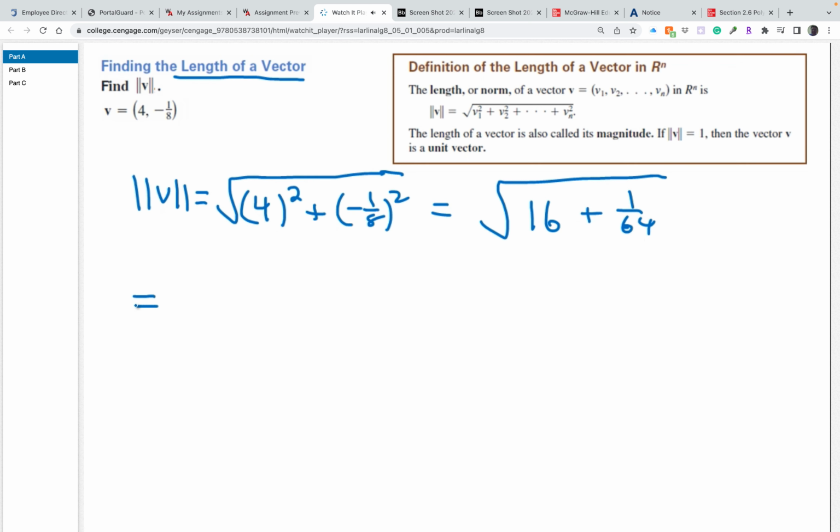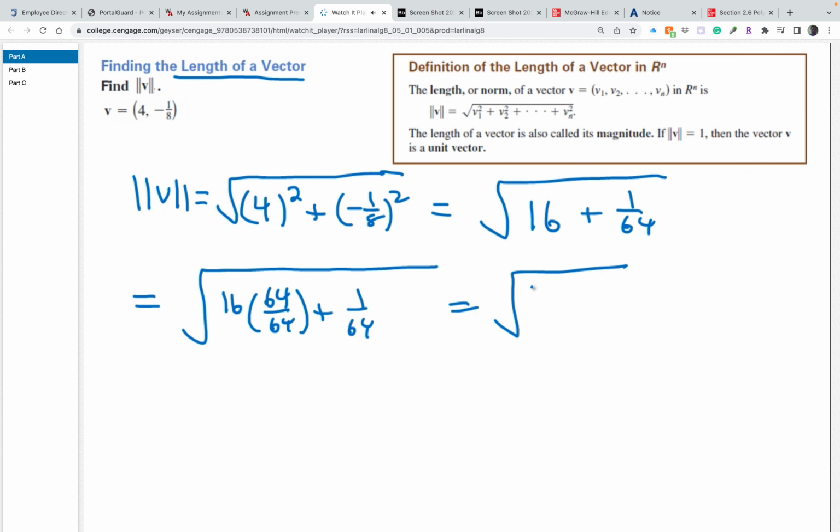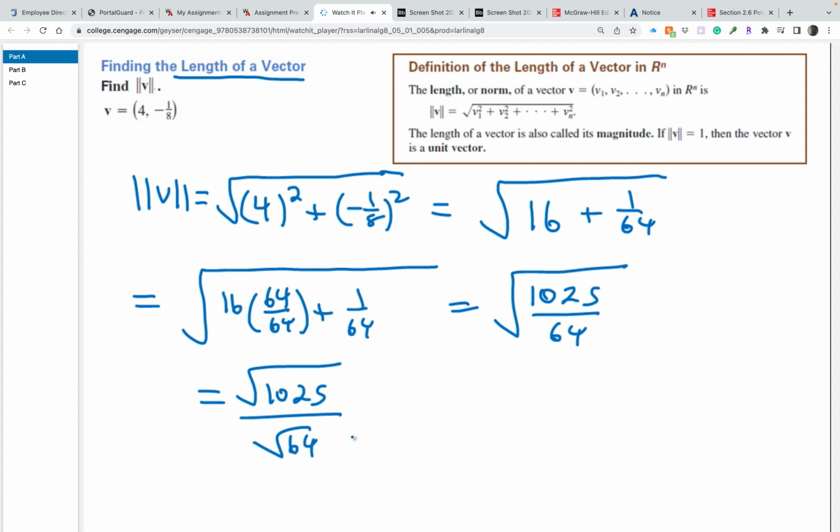And this will become the square root of 4 squared is 16, and the square of -1/8 is 1/64. And what we'll do is we'll have to get a common denominator. So the 16 will get multiplied by 64 over 64, and we'll add 1/64. And this will become the square root of 1025 over 64, or the square root of 1025 over the square root of 64. Now, of course, the square root of 64 is 8, so this will be the square root of 1025 over 8.